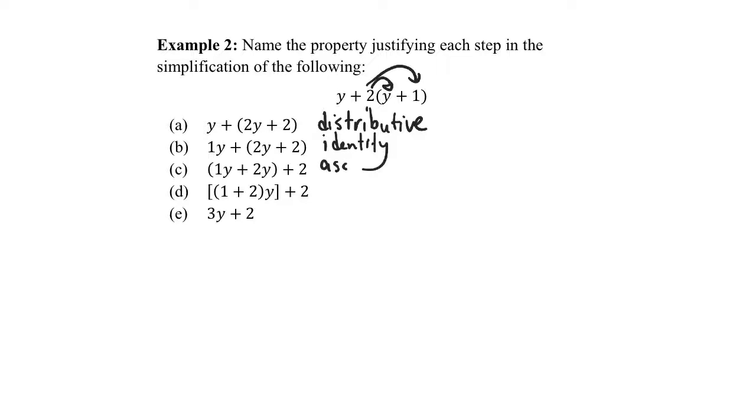From B to C, what law allows me to change my parentheses? Associative. Associative is about moving your parentheses with addition. So again, from B to C, it was the associative. How about from C to D?